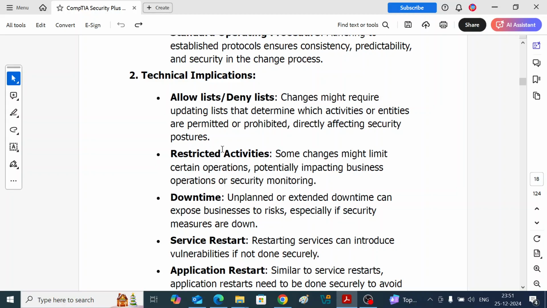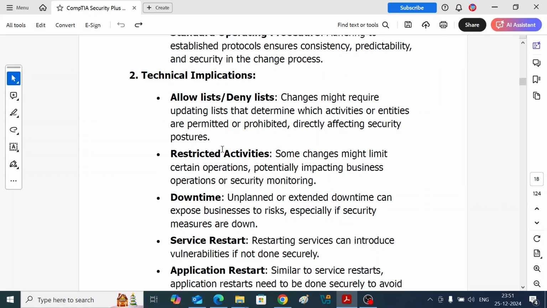Allowing access to certain websites and denying access to certain websites is one example. Similarly, shared folders, your files, folders, applications, websites, you just name it, right? Depends. All right, so then restricted activities.